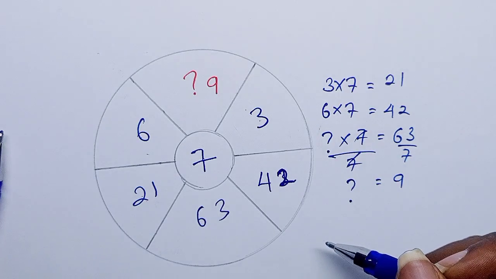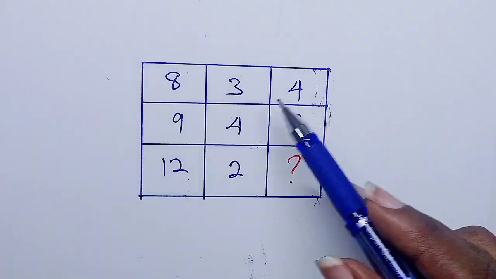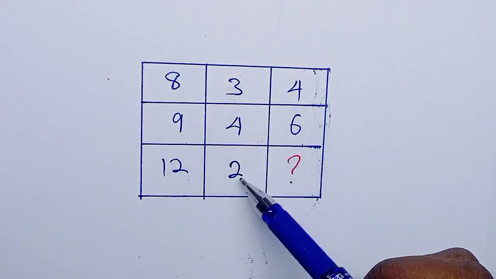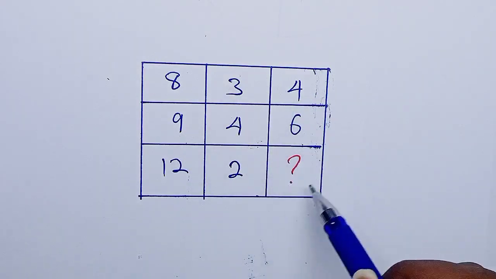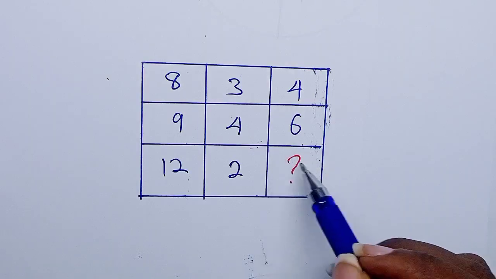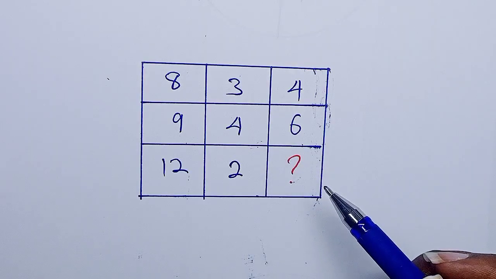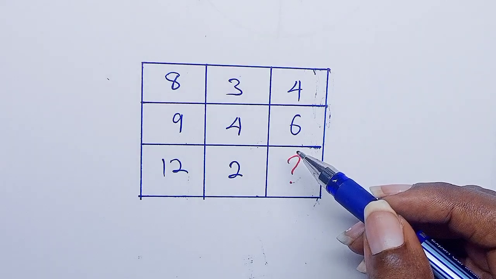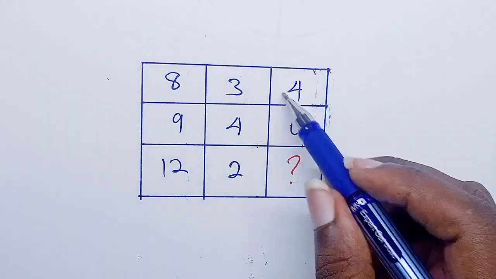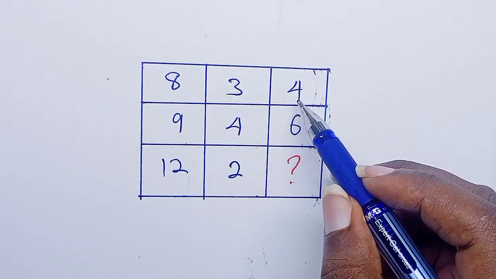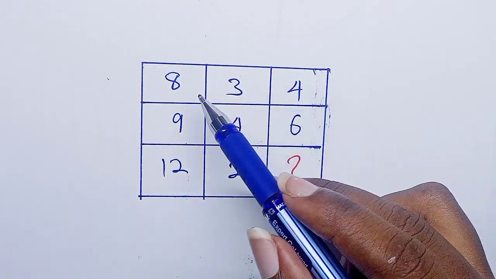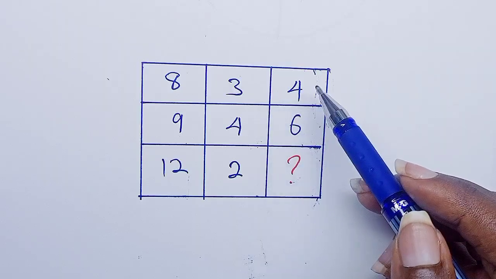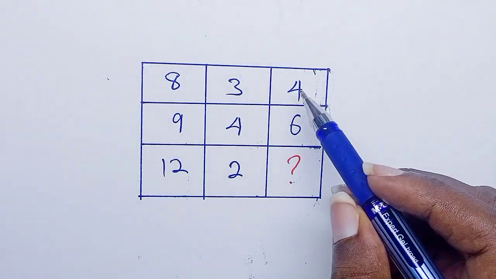Let's look at another question. So we have this one here, where we have 8, 9, 12, 3, 4, 2, 4, 6, and which value do you think falls in this box? So here, what you do is, for each row and column, in order to arrive at the final answer, which is this, you need to multiply the first two numbers and then divide them by 6 to arrive at the final answer, 4.